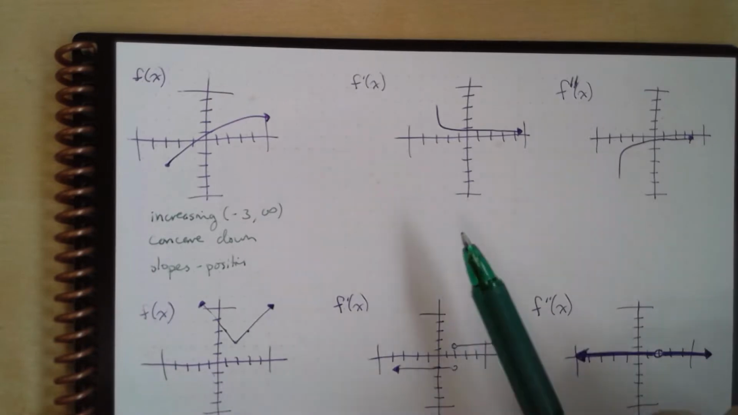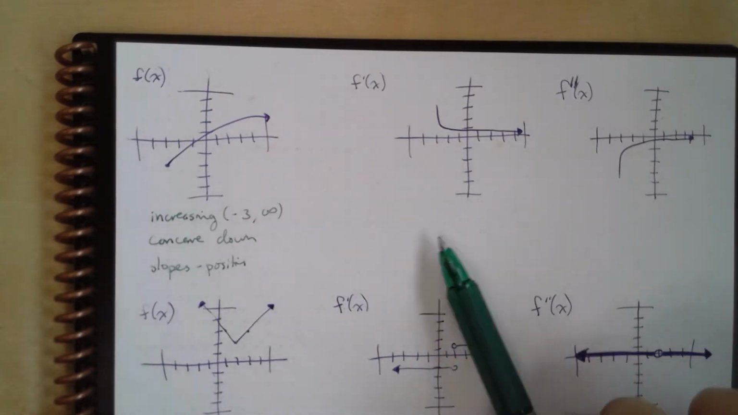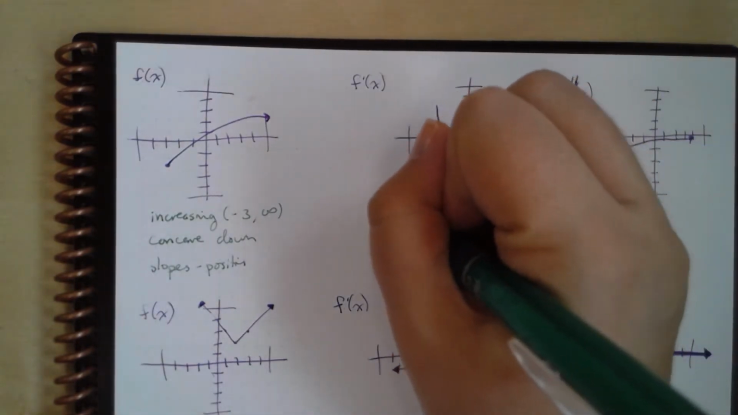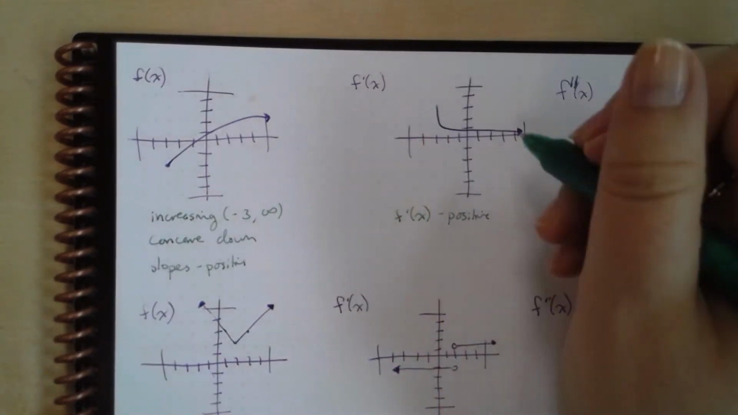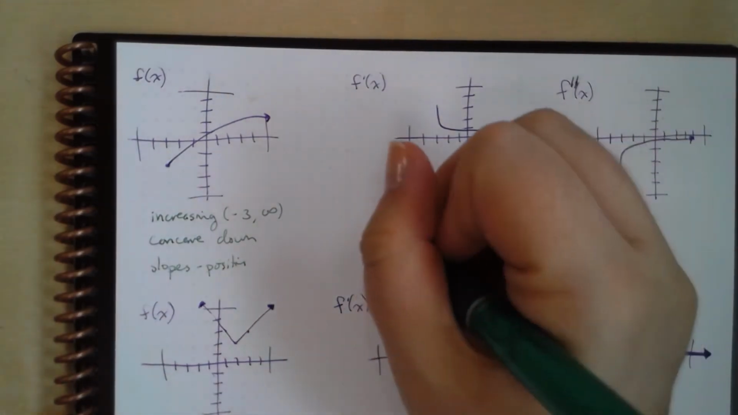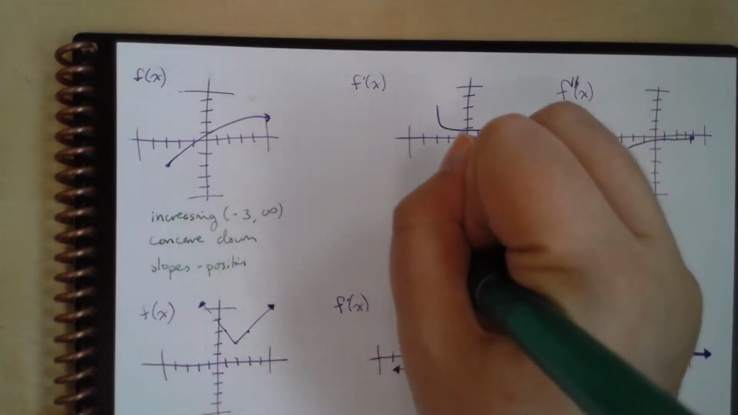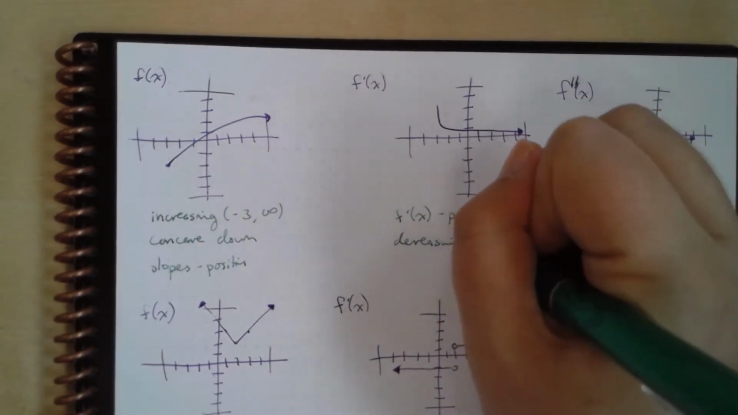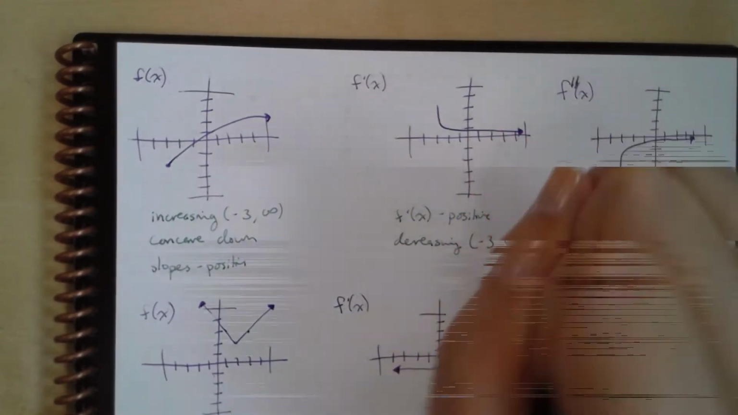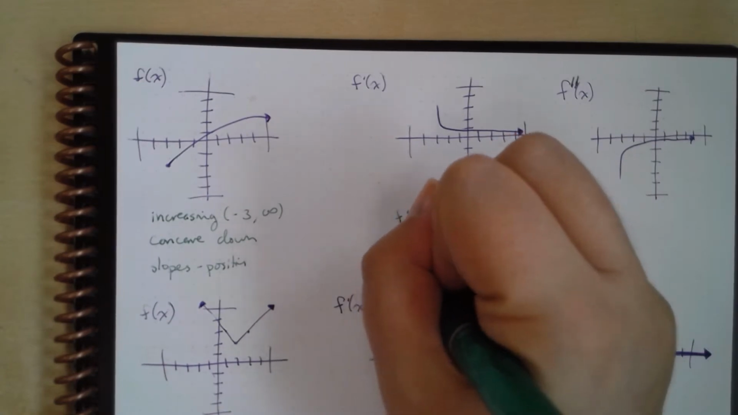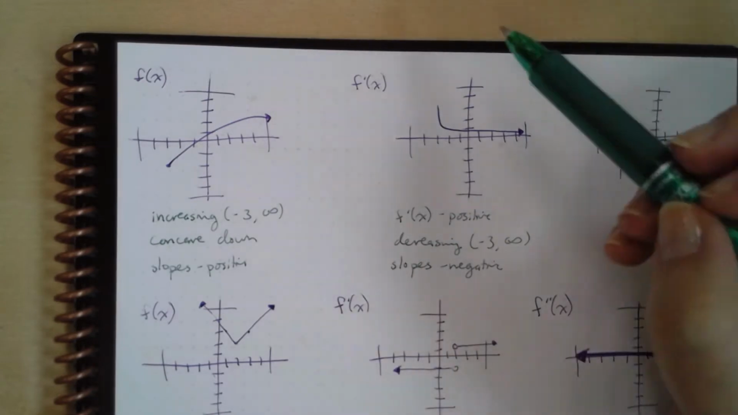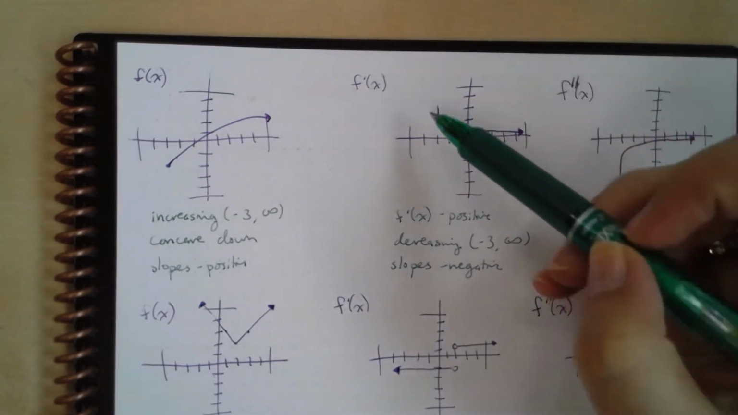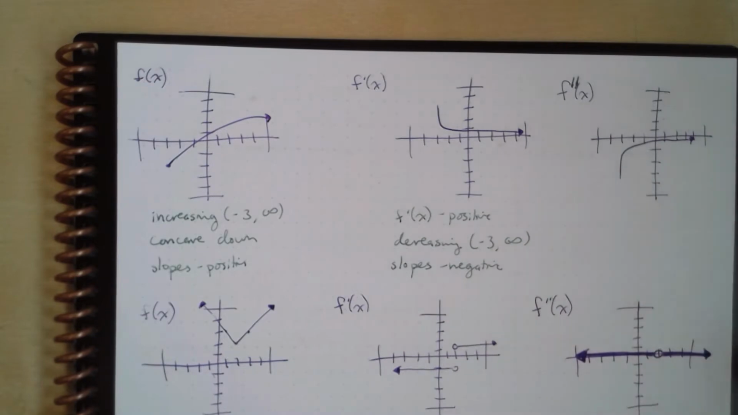Now, f prime of x, if we look at this, f prime of x is positive, right? It's above 0. It's greater than 0. It's decreasing from -3 to infinity. And the slopes are actually negative here, right? If I drew a bunch of tangent lines there, my slopes of those tangent lines would be negative.